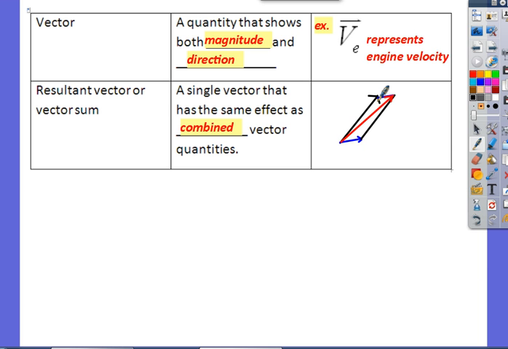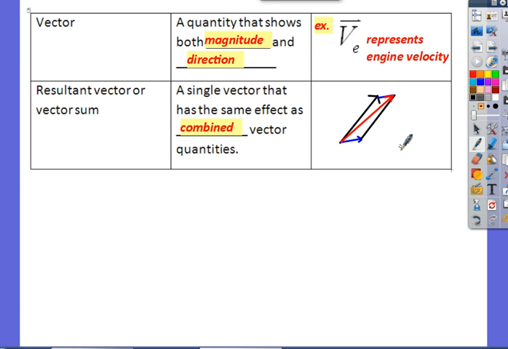You have the black arrow, which is the plane, say, or the boat. Then you draw a parallel from the blue vector, which will say is the wind, and you draw another parallel blue line. And the diagonal, which is in red, is the resultant vector or vector sum. I do want you to write down that the resultant vector or vector sum is a single vector that has the same effect as the combined vector quantities.